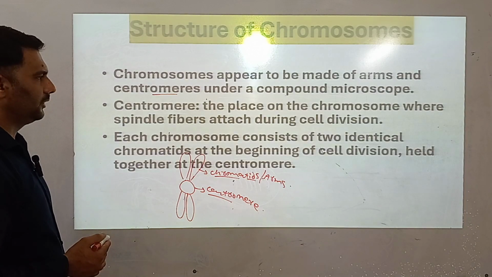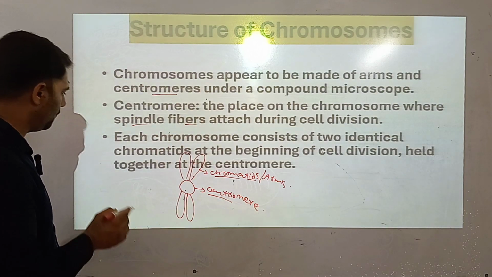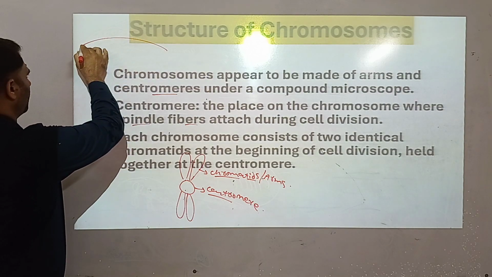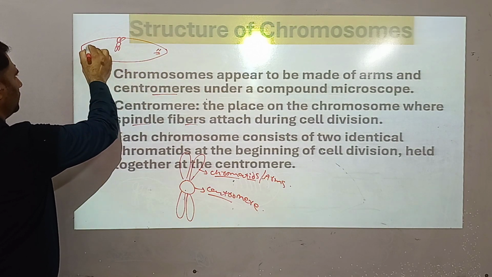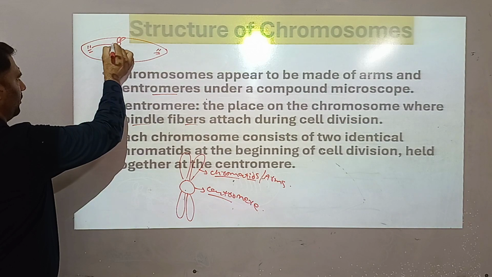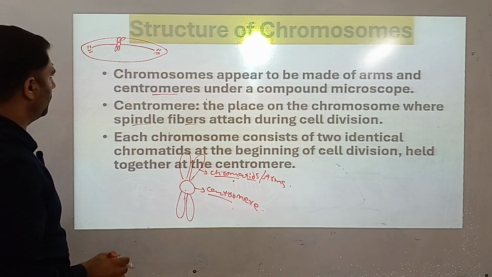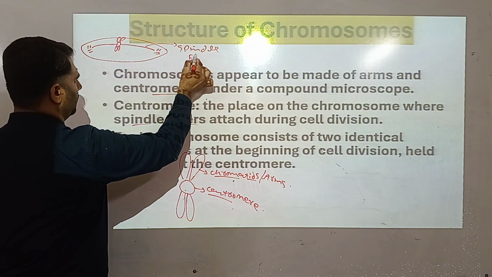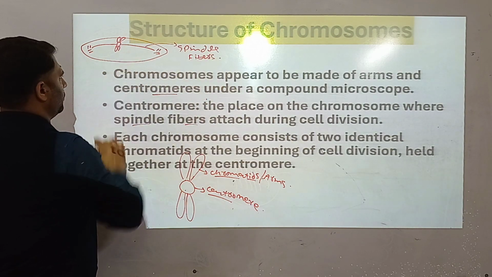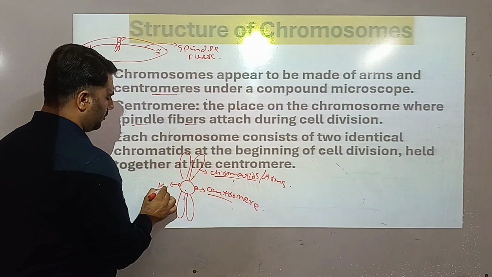Next is the centromere. The centromere is the place where the spindle fibers are attached during cell division. This is a point actually. When the cell is dividing, there is the centromere, and from the centriole there arises a spindle fiber, and the spindle fibers attach to this centromere. These spindle fibers are attached to a structure known as the centromere at that point. Actually, it contains a kinetochore.